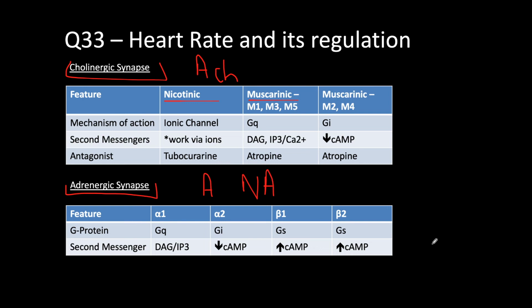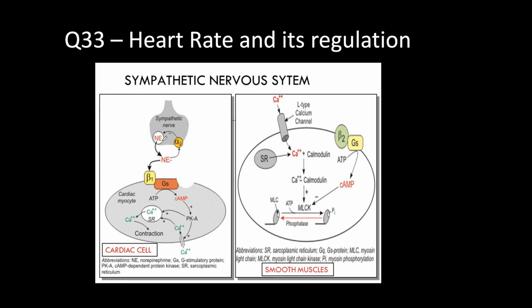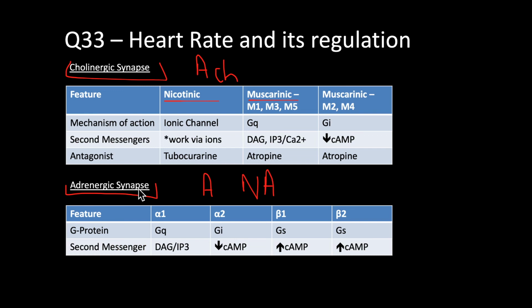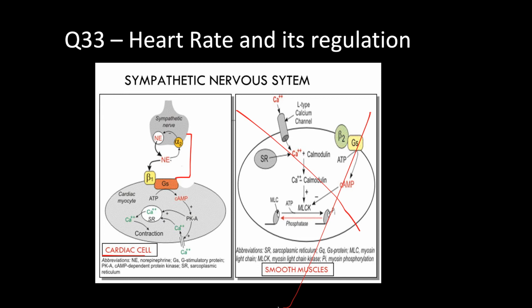And I'll explain here. So you have a sympathetic nerve, postganglionic fibers, this norepinephrine, so noradrenaline, is being released, right? And is attaching on. If this is noradrenaline, what kind of synapse is this? This is an adrenergic synapse, right? And we're talking about a cardiac cell. Forget this, this is a smooth muscle. We don't need this. And here, it attaches to a beta-1 receptor, which is attached to a G stimulatory protein, which converts ATP into a cyclic AMP. This is now the second messenger, as seen here.